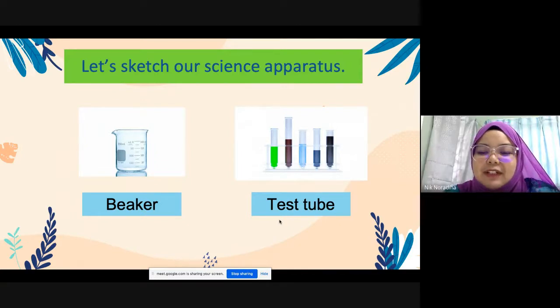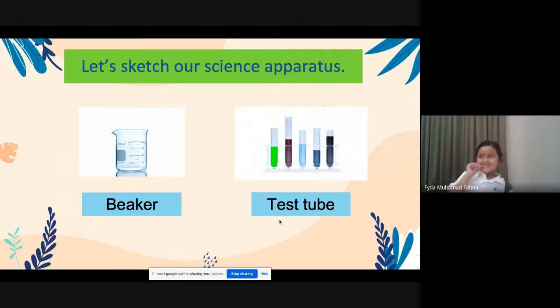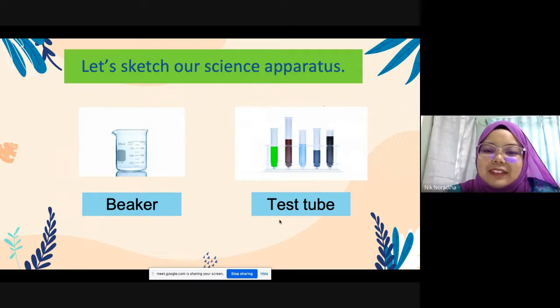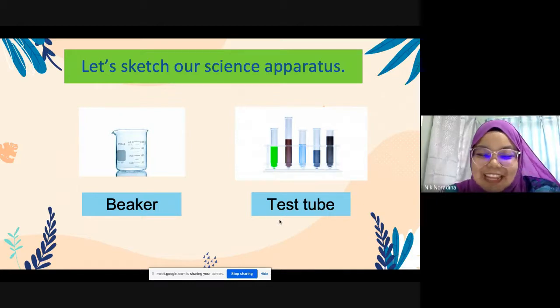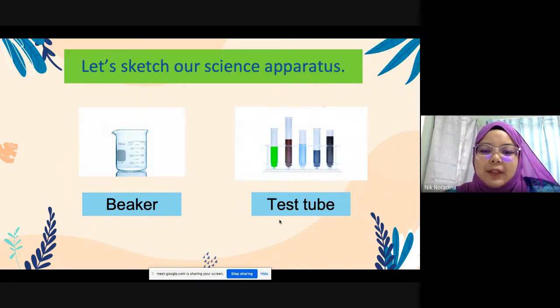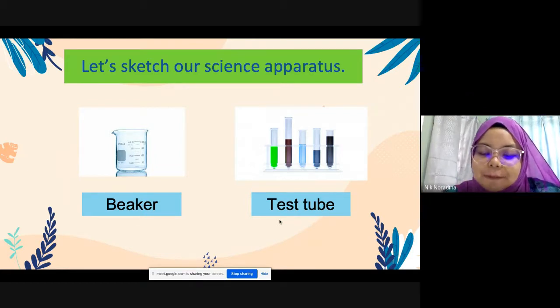Beaker, your friend already said just now. Test tube, already said as well. Glove, already said as well. Filter funnel, already said as well. What else do we have? Onion. Onion is the specimen. Onion is the sample of something. This one is apparatus. Beaker, test tube, those are apparatus.